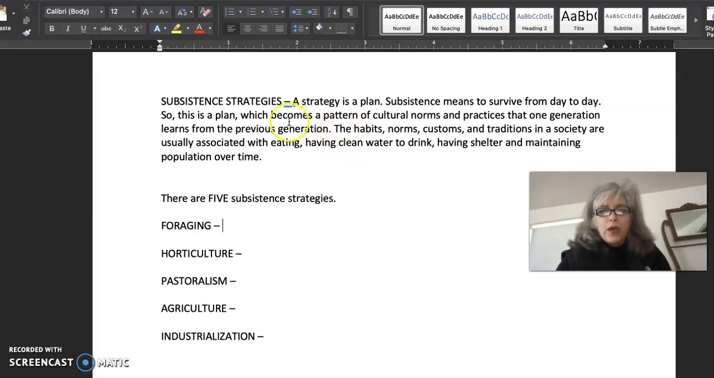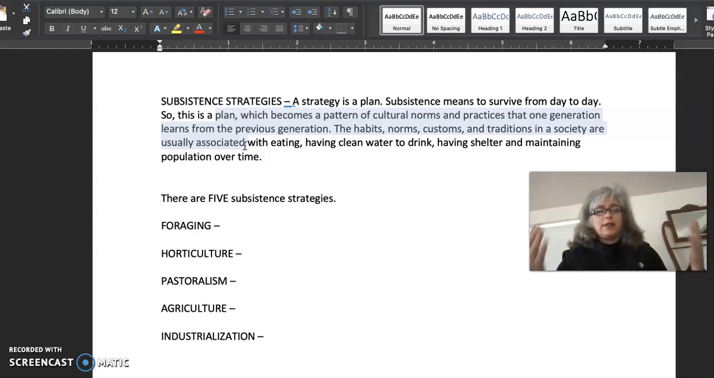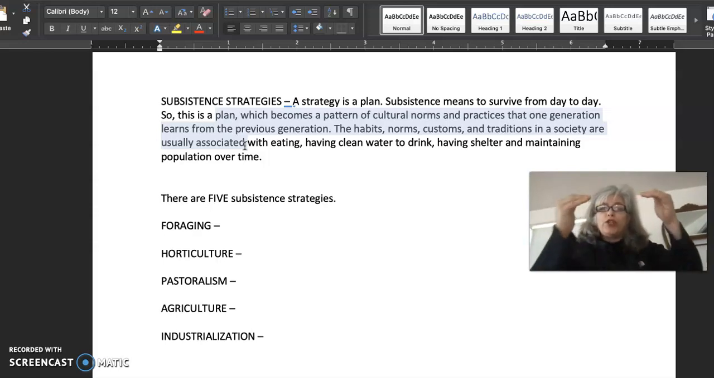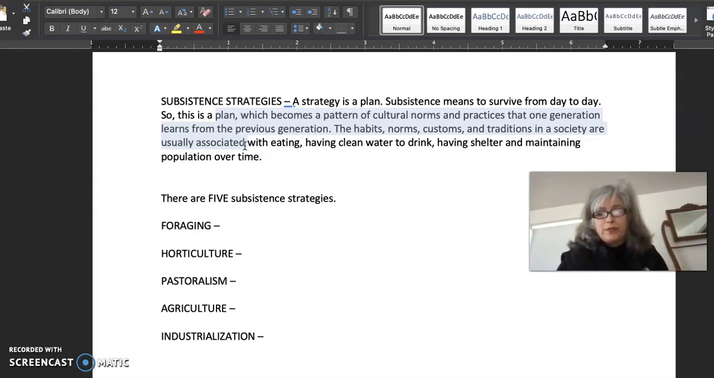So when I tell you here that the plan becomes a pattern of norms that becomes the social structure that everyone learns and passes on, the habits and the customs and the traditions and the skills and the knowledge, all of those patterns that are necessary for survival from day to day, you pass knowledge of that from older generations to younger generations so that the entire social group survives.